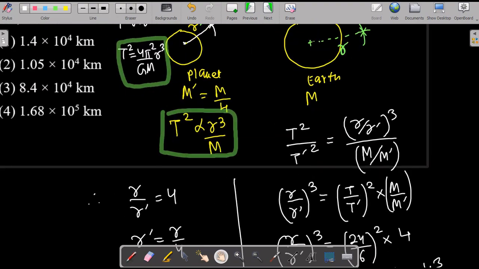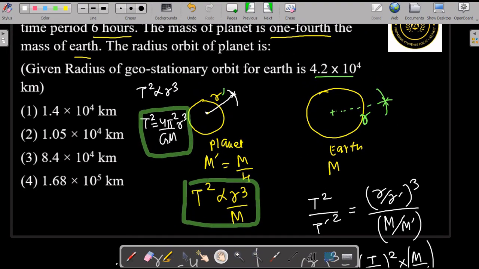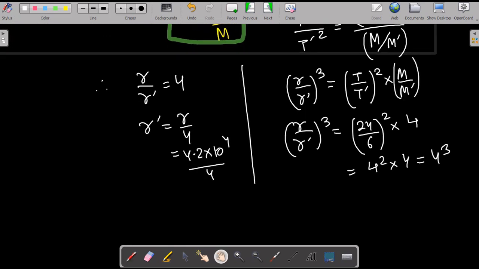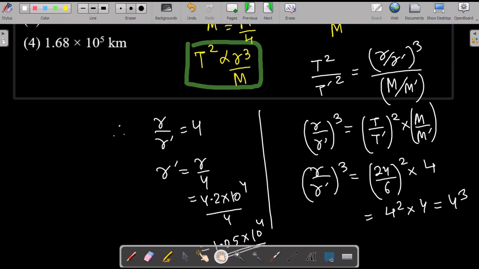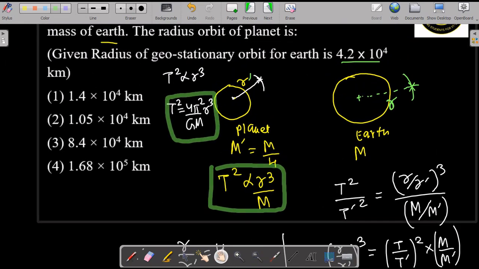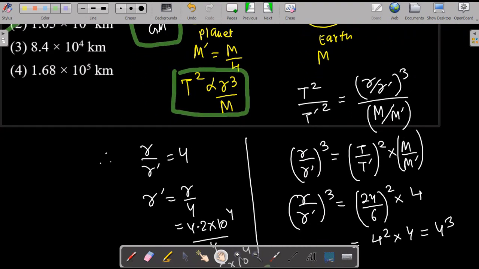So for earth the radius of that satellite they have given 4.2 into 10 to the power 4, divided by 4. So 1 point something, 1.05 into 10 to the power 4. Correct? That should be the answer. 1.05 into 10 to the power 4. Yes. Option number 2. Then let's move to the next question.